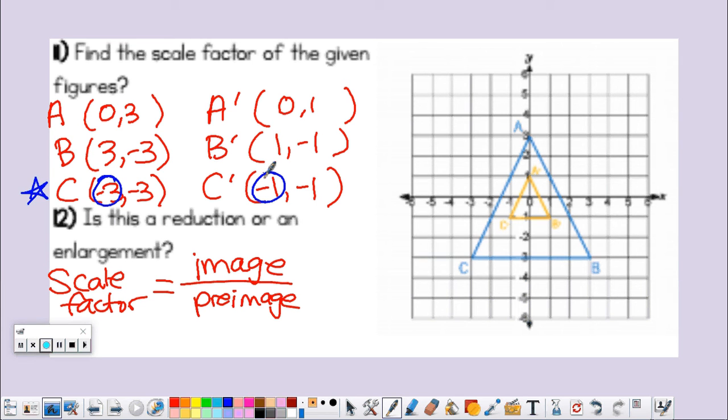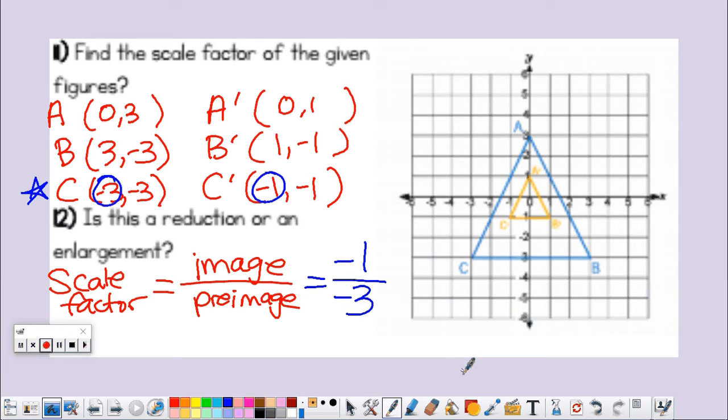And so which value is going to go in my numerator? -1 or -3? -1. Very good. So -1, because that's the part from our image. And then my pre-image point is going to be -3. So we've got -1 divided by -3. Okay? And what's -1 divided by -3? Does it reduce?